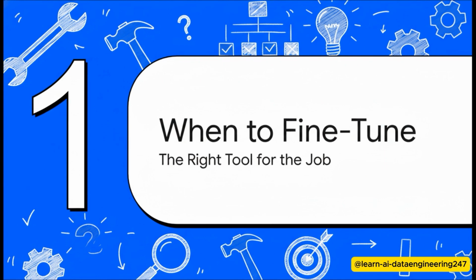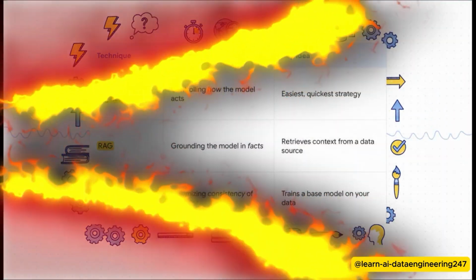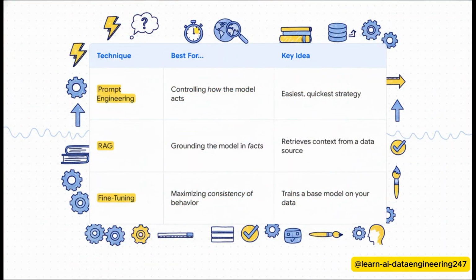Before you even think about fine tuning, you need to be 100% sure it is the right tool for the job. It's powerful, but it's not a magic solution for everything. You have three main approaches. First, prompt engineering. This should always be your starting point. It's fast and simple. Second, retrieval augmented generation or RAG.